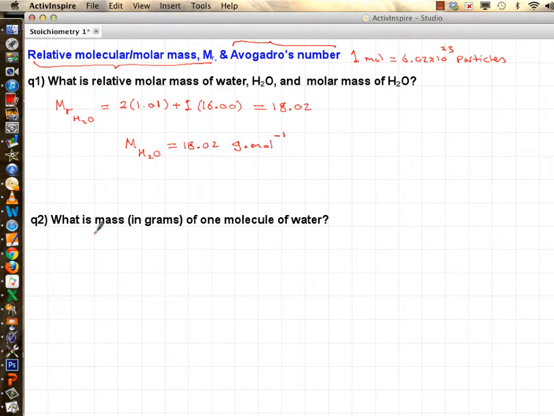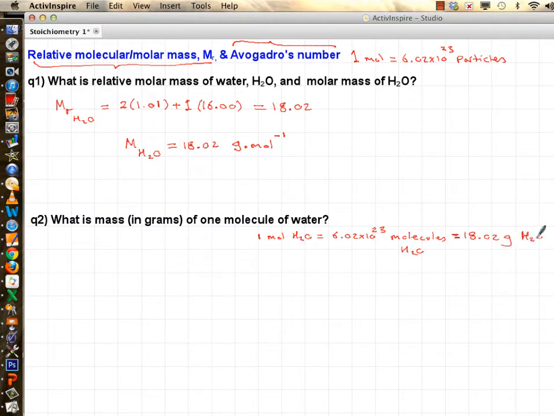Now, the second question is what is the mass in grams of 1 molecule of water? We know 1 mole, and in this case it's water, is 6.02 times 10 to the power 23 particles. Now in this particle you have 2 atoms of hydrogen, 1 atom of oxygen, so it's not atoms, it's rather molecules of water. We also just calculated 1 mole of water is 18.02 grams. So it's equal to 18.02 grams of water.